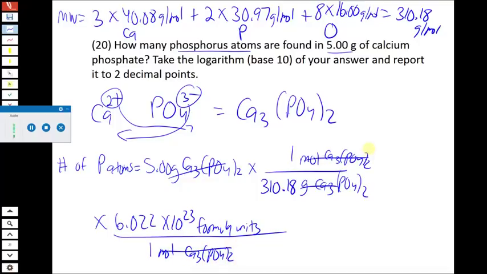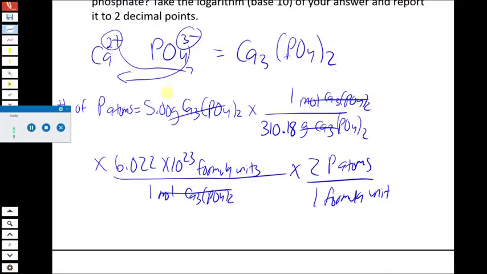But again, what we're looking for here is the number of phosphorus atoms. And so what we have to remember is that each of these formula units has 2 phosphorus atoms in it. Phosphorus taken twice. So it's going to be 2 phosphorus atoms for every 1 formula unit. So we have to remember this last step here to calculate how many phosphorus atoms we actually have. And this comes out numerically then to 1.94 times 10 to the 22nd phosphorus atoms.